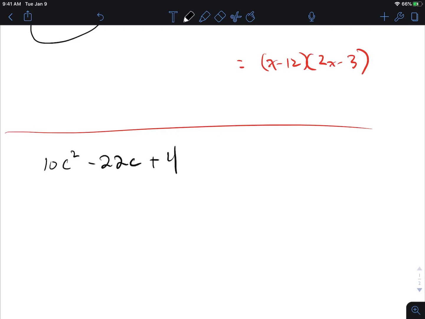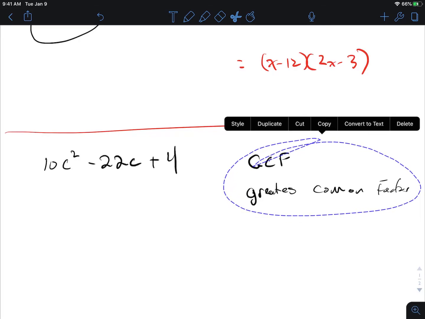What can I take out of there? What's the biggest factor? 2. What common factor is the biggest number that can go into all of them? When I say GCF, that's the greatest common factor. So the only number that can go in all 3 of those is 2, right? So that's what I would take out.